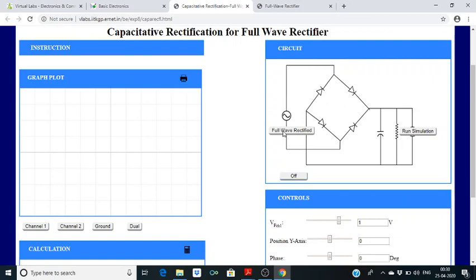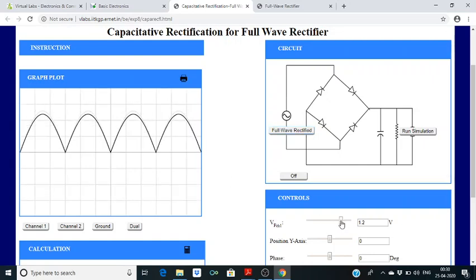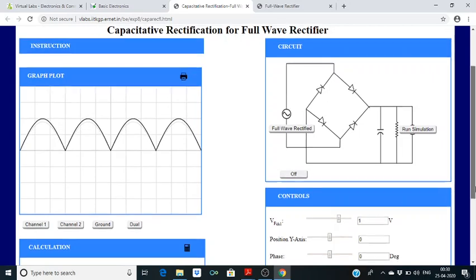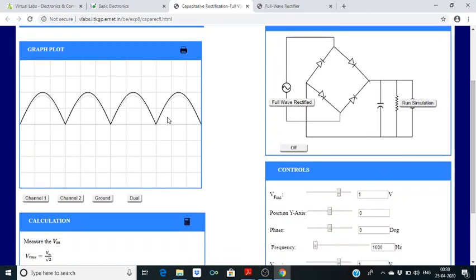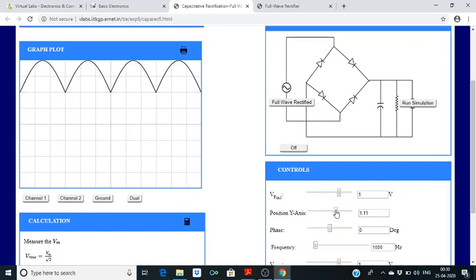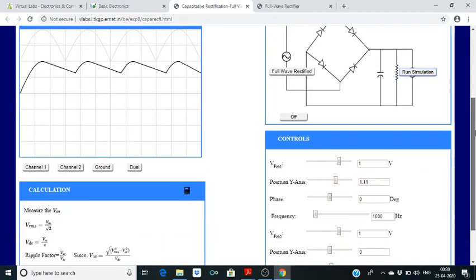Now we will see the full wave rectified waveform. It is coming like this. We will move it a little bit. This is for voltage. So this V maximum is 1 volt, and we can move it upward through this. Now Vm is 1 volt. Now we will see the rectified output. So the rectified output is like this.